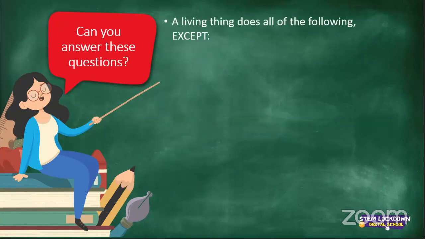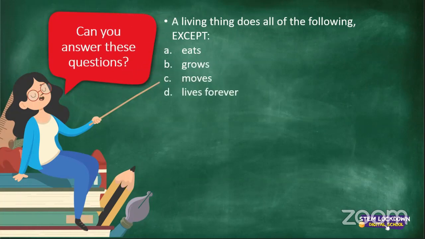Okay, next question. A living thing does all of the following except one thing. A living thing does all of the following except eat, except grows, except moves, except lives forever. Okay, so read the question nicely. A living thing does all of the following except one thing.